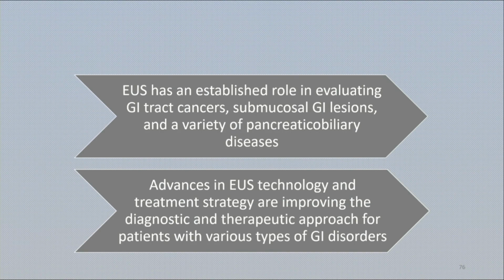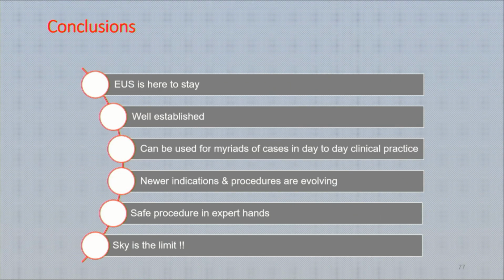So to summarize, EUS has an established role in evaluation of GI tract cancers, some mucosal lesions, various pancreatobiliary diseases. The advances in EUS technology is helping clinicians, endoscopists, surgeons to treat the patients better. EUS is here to stay. It is a well-established modality. It can be used in various indications. Newer indications and procedures are evolving, and therapeutic EUS is a very fast, rapidly growing field.